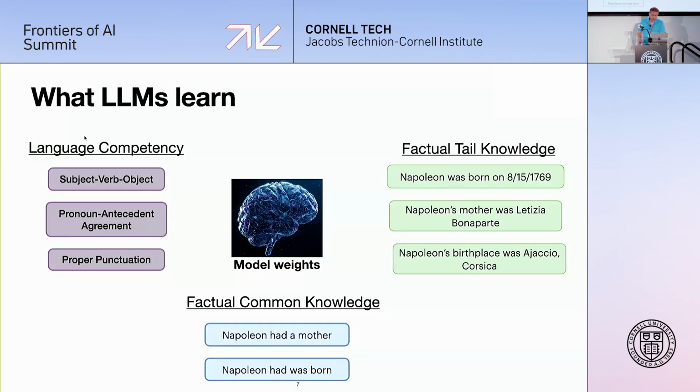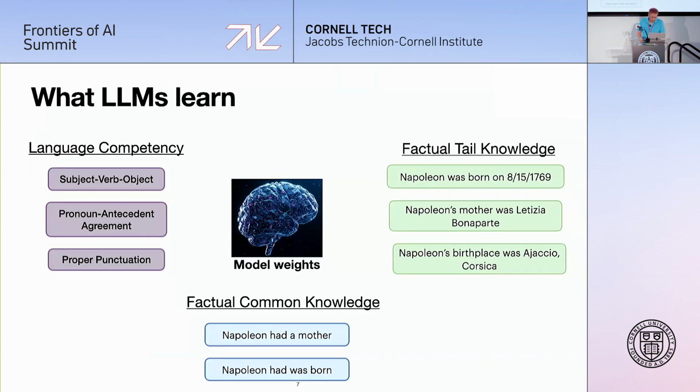The second thing is common knowledge. That is, Napoleon had a mother. This is stuff that generalizes. This is stuff that everybody knows. This is stuff that you can infer about someone even if you haven't read their Wikipedia page, because it's all over the place. All humans have mothers.